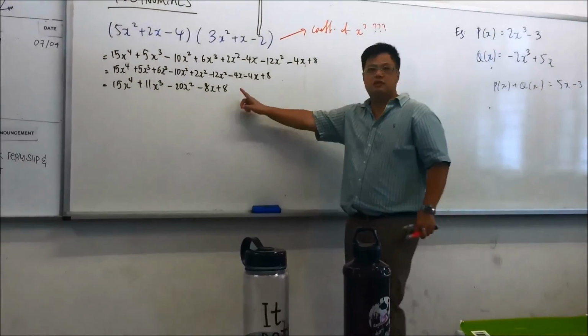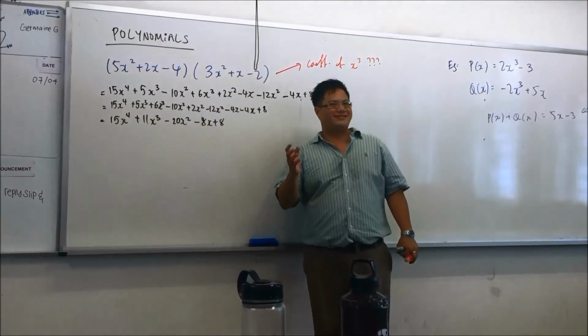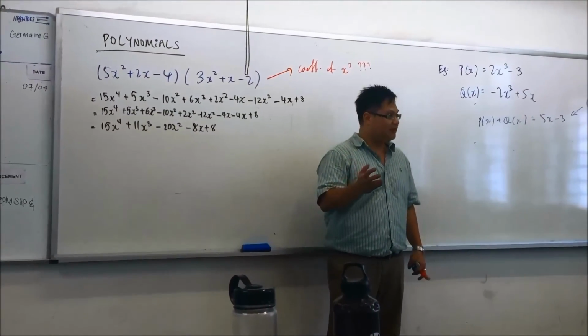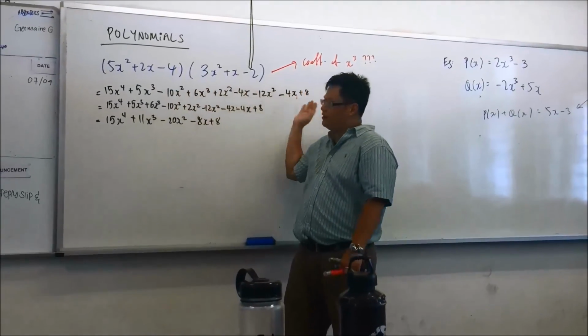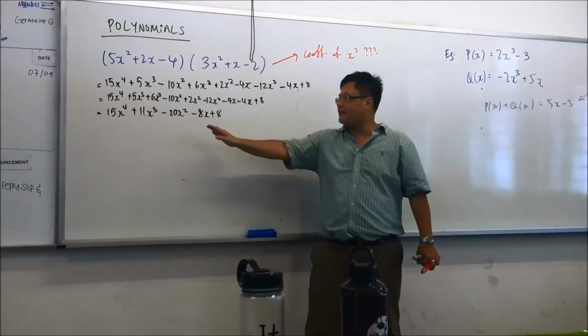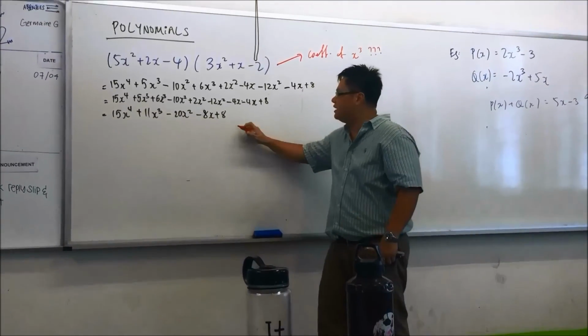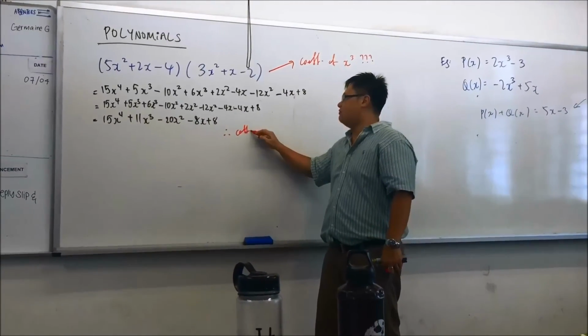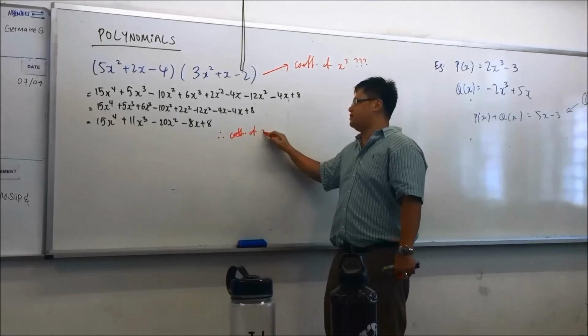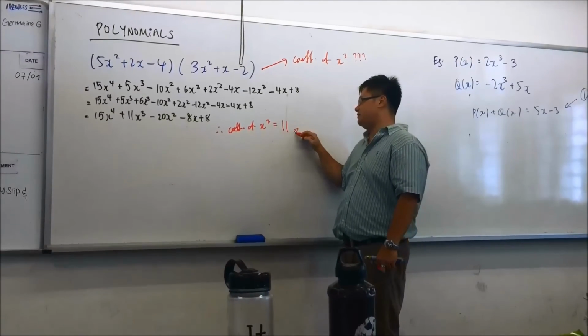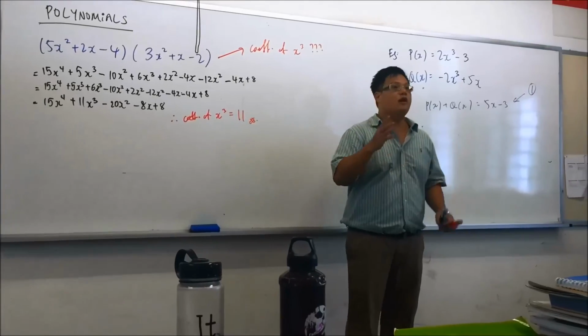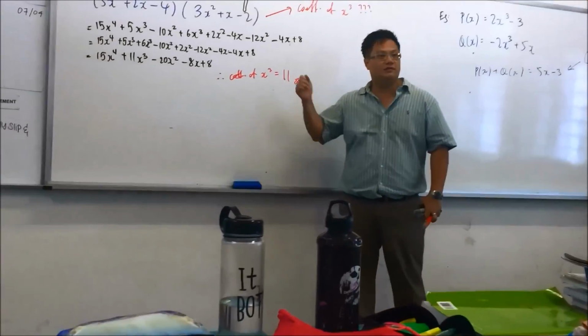Will you do this? Most of you will do this, am I right? Most of you will expand everything and expand till the cows go home. Then after that you realize, so it's 11x cubed. Therefore, the coefficient of x cubed is 11. Yay! You are correct.